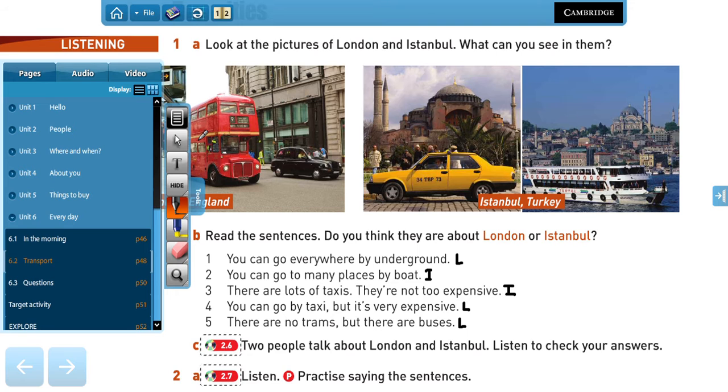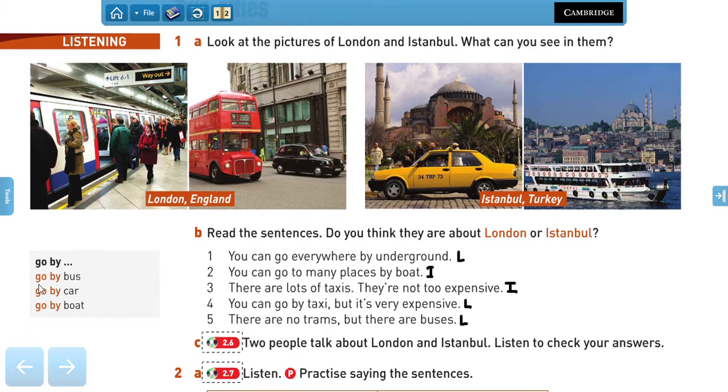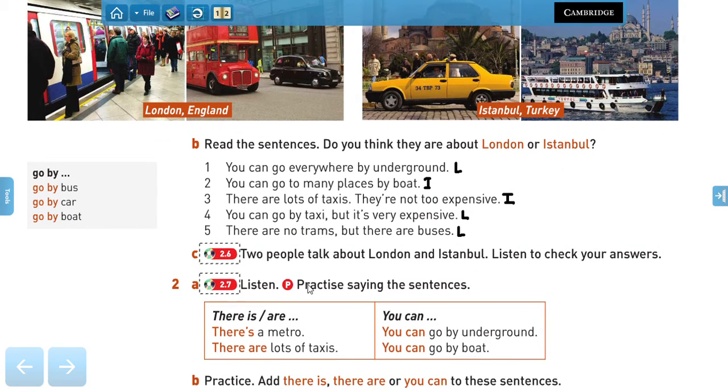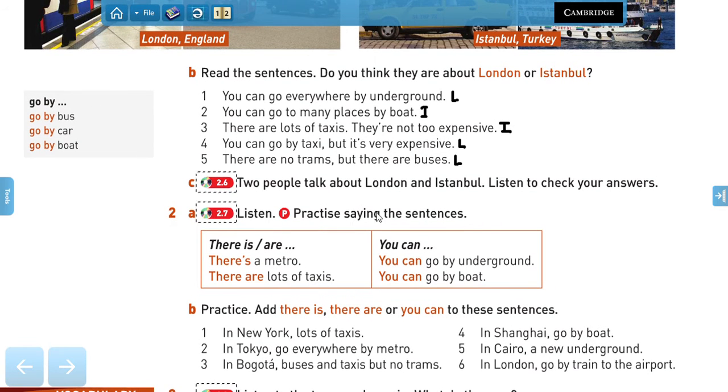Very good. Pay attention to the expression go by. We can say go by bus, go by car, go by boat, go by tram, right? But we don't say go by the bus or go by the car. We say only go by car. Good. Now, let's practice. Listen and practice saying these sentences.